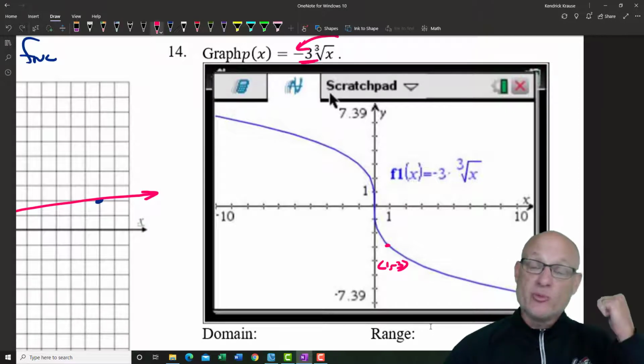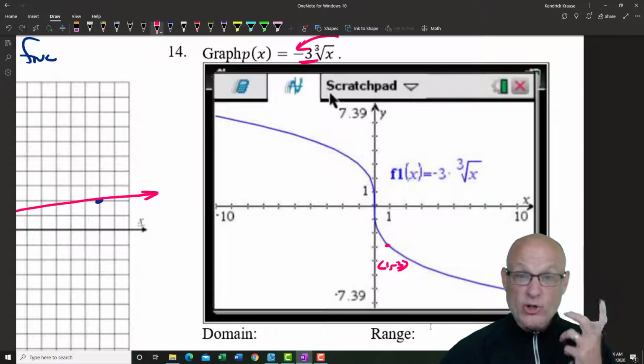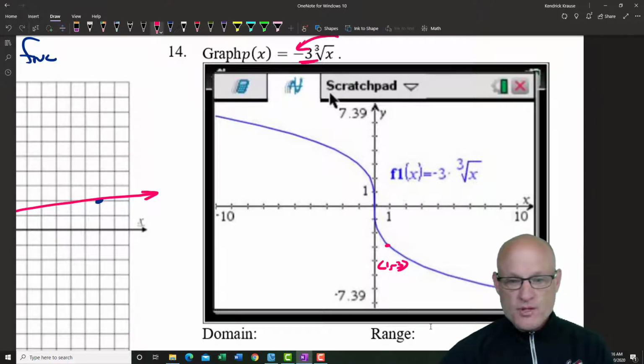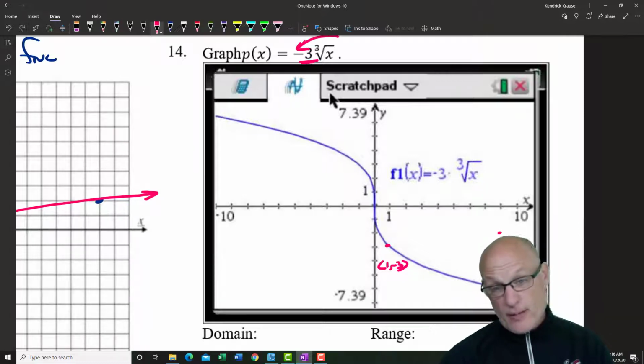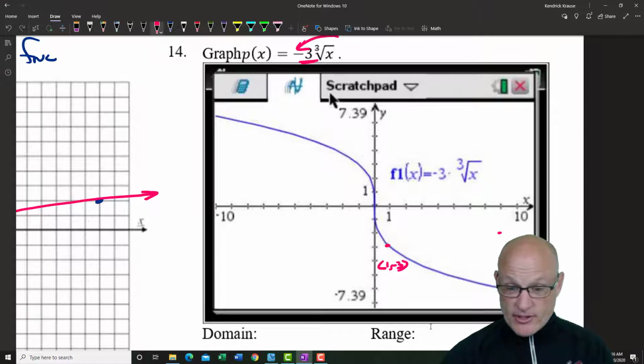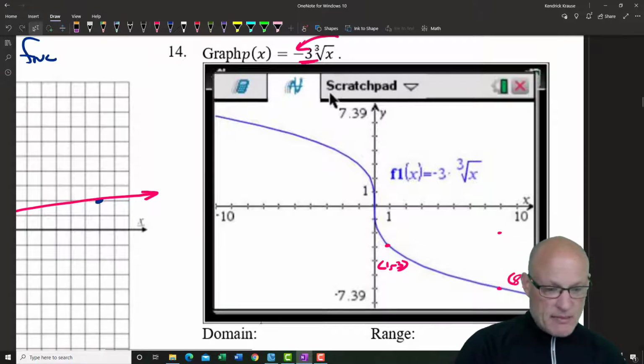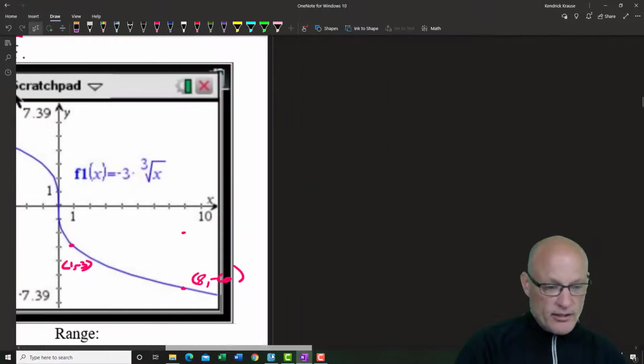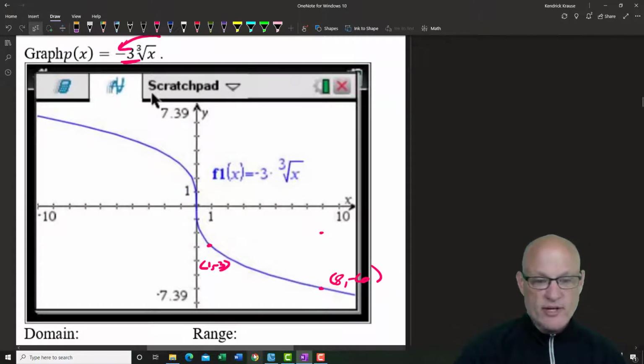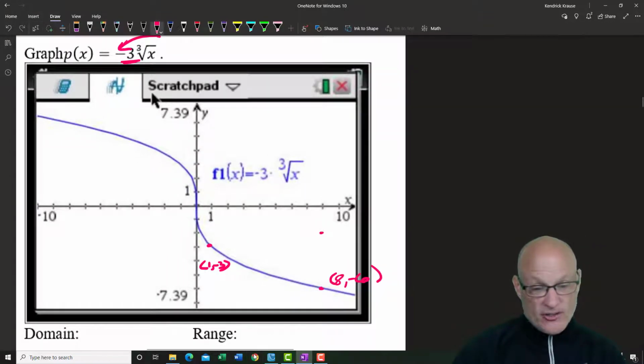Now the next perfect cube is 8. The cube root of 8 is 2. So I'll go to 8. 1, 2, 3, 4, 5, 6, 7. I go to 8 here. Normally I'd go up 2, but now with the negative in front we're going to go down 2. But we've got to multiply by 3 as well, so we're going to go down here to 8, negative 6. And I know that's right behind my big, huge melon, so I'll move that over. So that's 8, negative 6. So notice it's coming down.